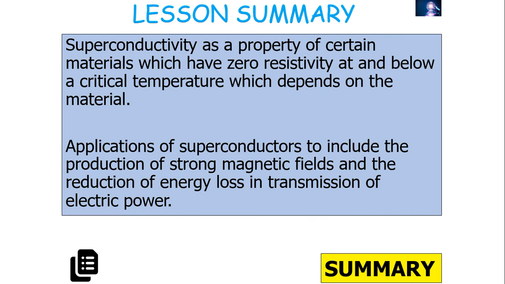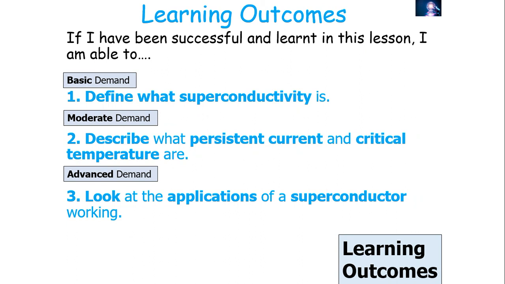Now, just to clarify, what you need to know for the A-level specification is that superconductivity is a property of certain materials where you have zero resistivity at and below a critical temperature, which depends on the material, and the applications of superconductors include the production of a strong magnetic field and the reduction of energy loss in the transmission of electrical power. So if you've learnt in today's lesson, you can define what a superconductor is, describe what persistent current and critical temperature are, then look at applications of a superconductor working.